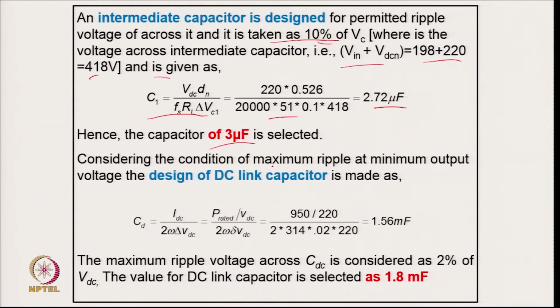Now, considering the maximum ripple at the minimum voltage, the design of the DC link capacitor is calculated from the output power, which depends on load current, voltage ripple across it, and twice the supply frequency, because the second harmonic is there across it, for which we are designing. Putting the values, we get 1.56 millifarad, and the maximum ripple voltage across CDC is considered 2%. So the value is selected a little higher than that, 1.8 millifarad.